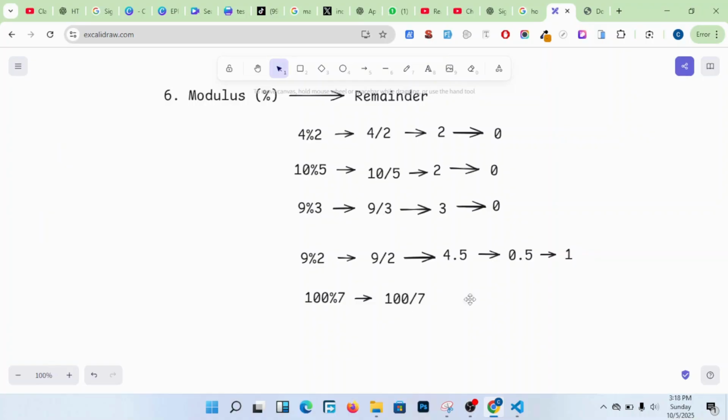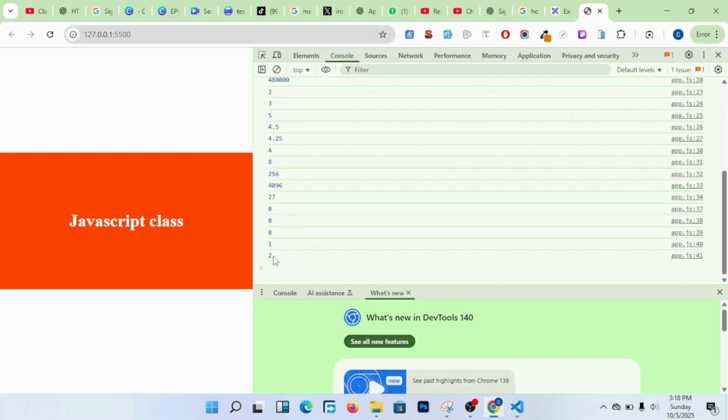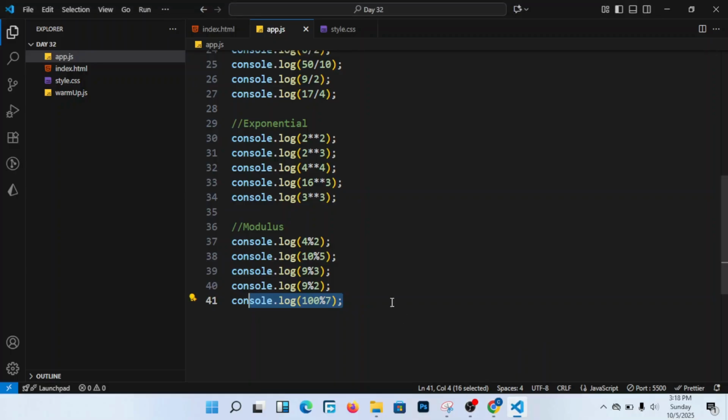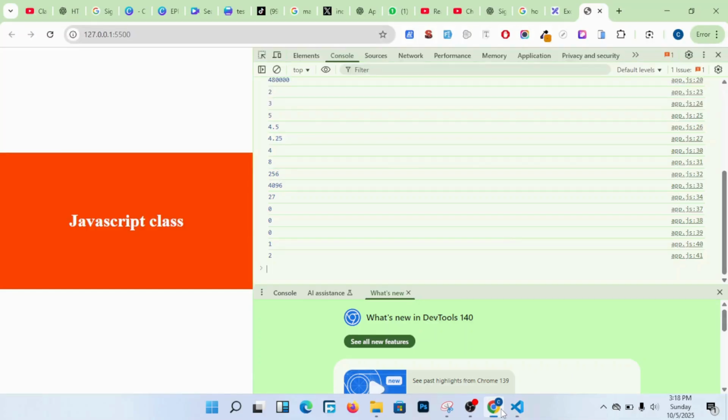So members, 100 divided by 7. What do we get at the end of the day? You find yourself landing at something like this, which leads us to 2. So the remainder is close to this, which is 2 here. Just understand it.